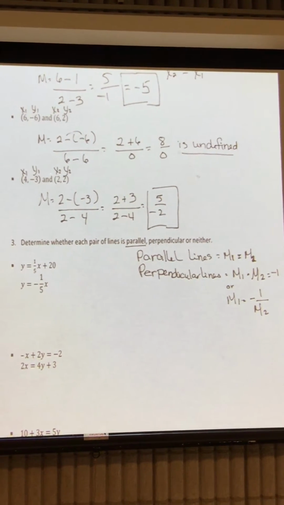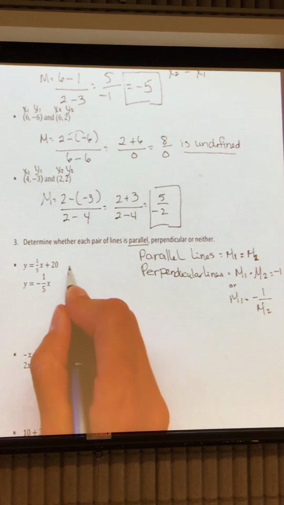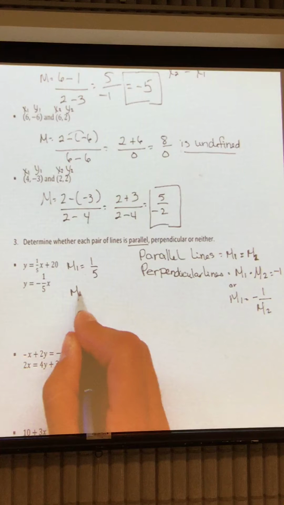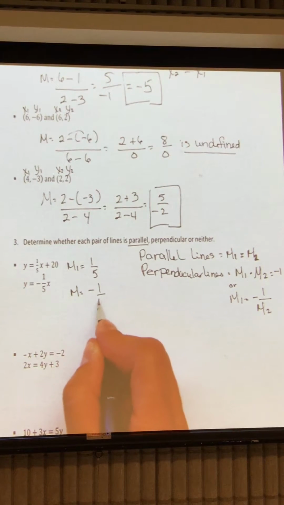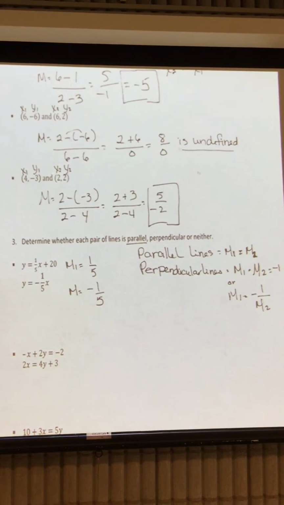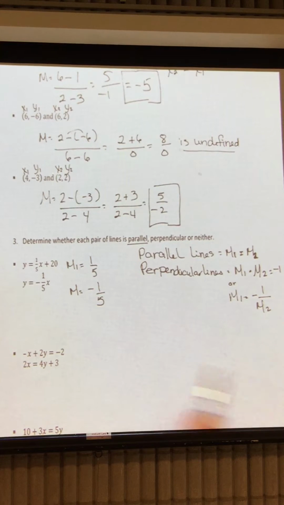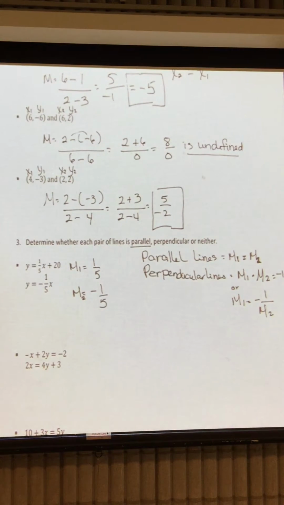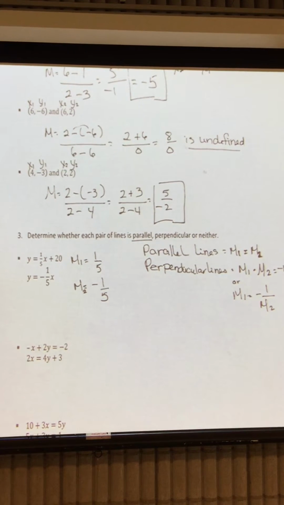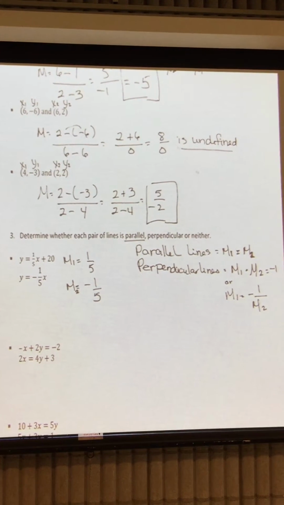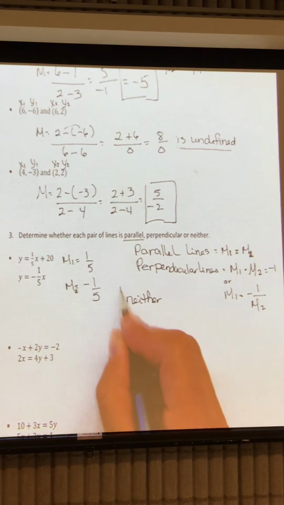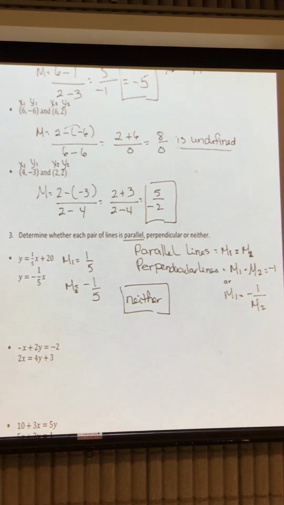So let's look at these slopes. The first slope here for the first line is 1/5. The slope of the second line is -1/5. They're not equal, so they're not parallel. They're not the negative reciprocal. Their slopes are not the negative reciprocal of each other. Therefore, these lines are neither parallel nor perpendicular.